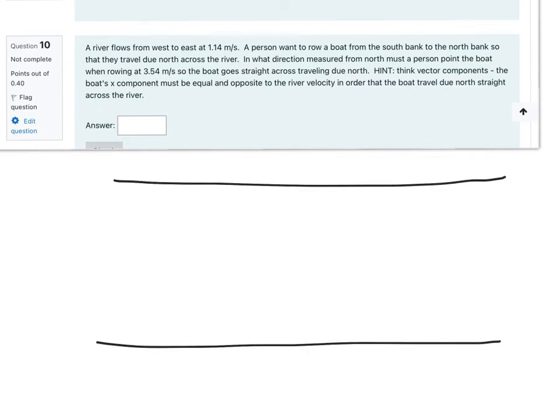So before we do the problem, here's the river, and then let's say you point the boat straight across. You can row at, according to this, 3.54 meters per second, and the river velocity is about a third of that. So the river velocity is going east. Did I get this right? The river flows from west to east, right? And so you want to go to the north bank.